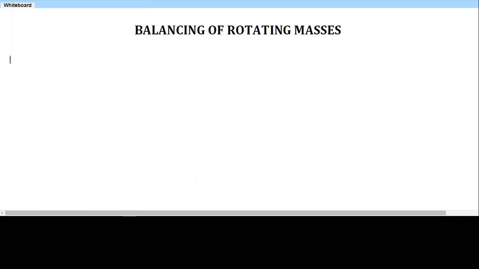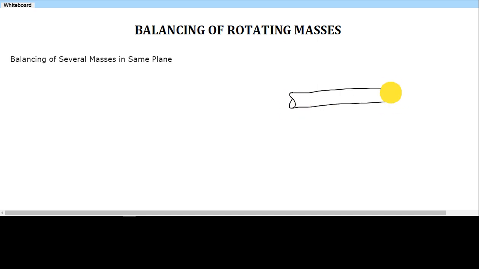Good morning to all. We will be continuing balancing of rotating masses for module 3, and today we will be dealing with the first part of the numerical sections, which covers balancing of several masses in the same plane. There will be a rotating shaft or rotating disc, and several masses will be attached in the same plane.